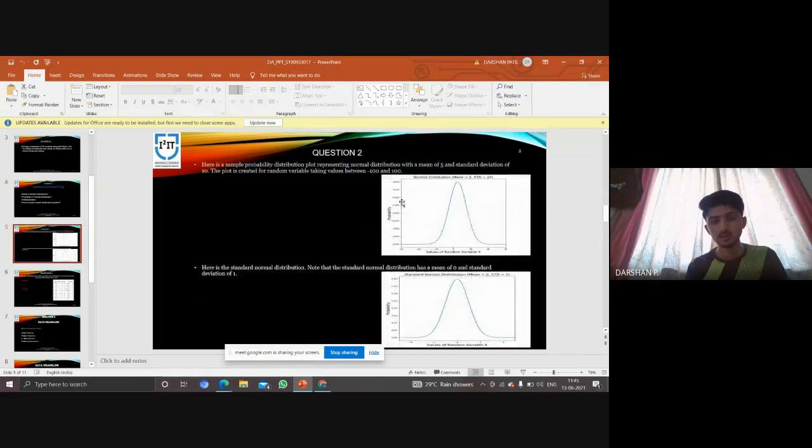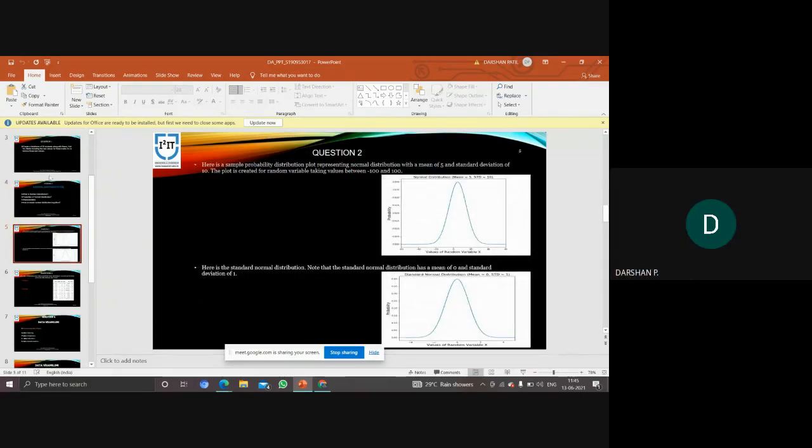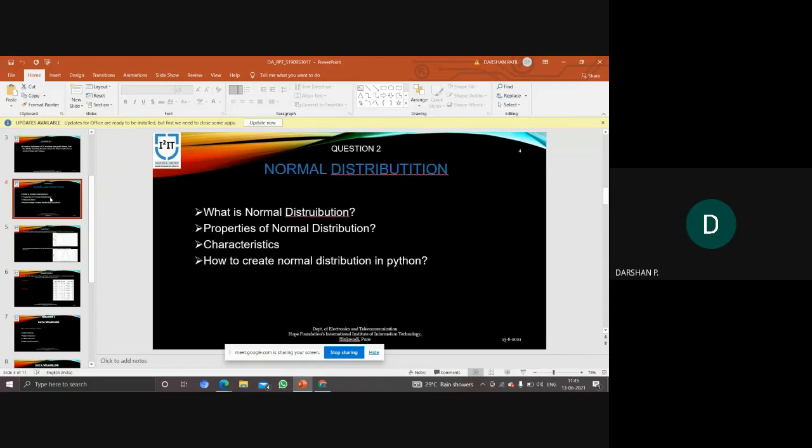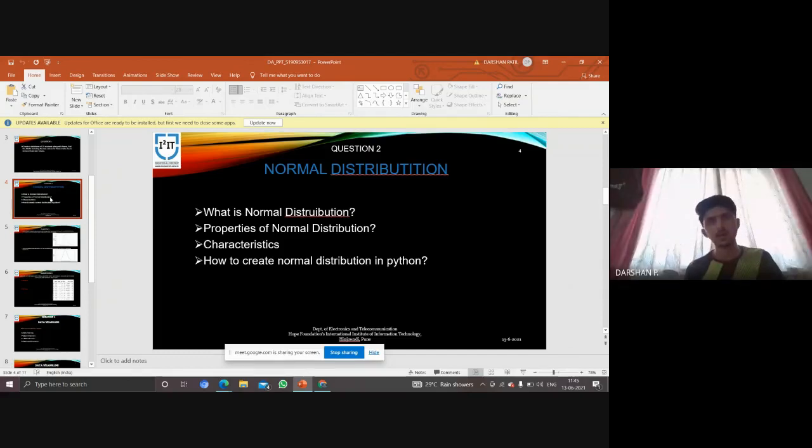Later we will come to the curve, but firstly I want to tell you the properties of the normal distribution: the mean, mode, and median are all equal, and the symmetrical value at the center is equal from the left side and the right side of the curve.